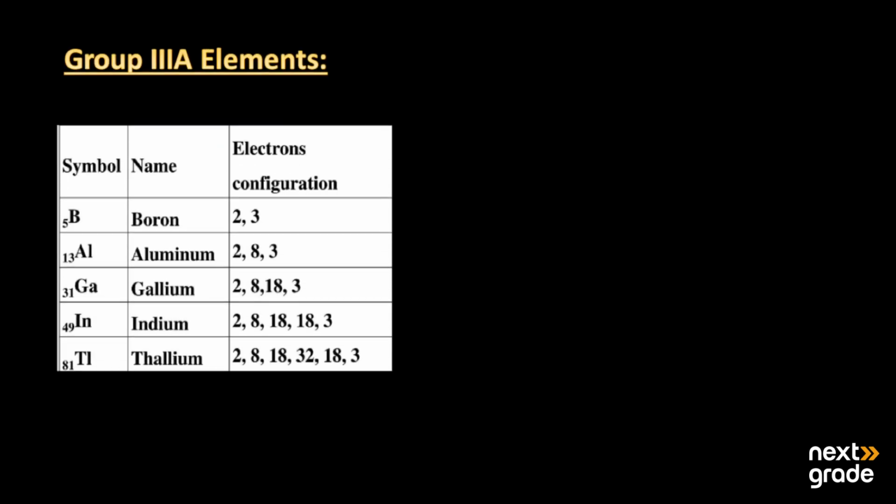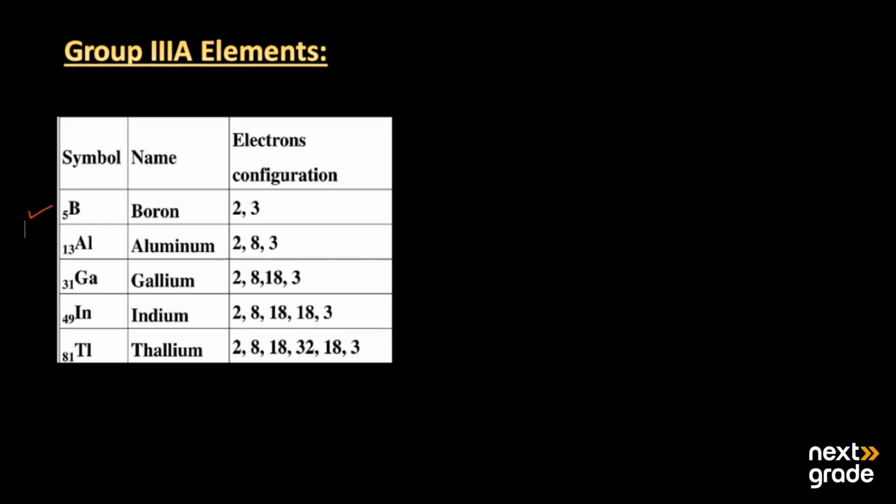Here the first element of group 3 is boron. As its atomic number is 5, its electronic configuration we can write as 2 electrons in the first shell and 3 electrons in the valence shell. We can also write it as 1s2, 2s2, and 2p1. So this is its valence shell.